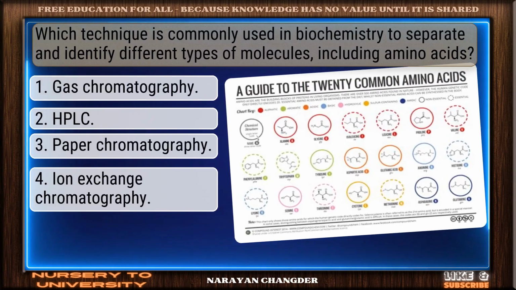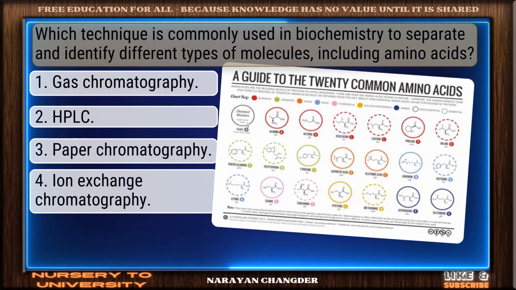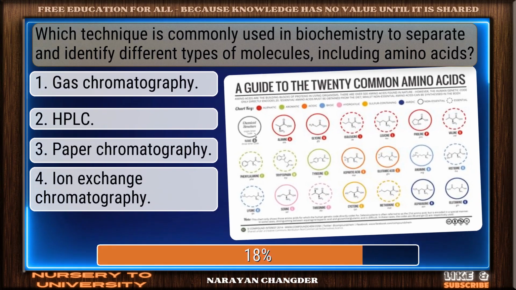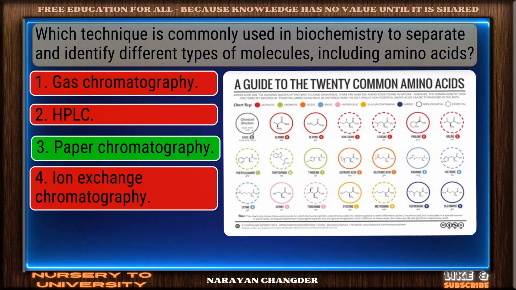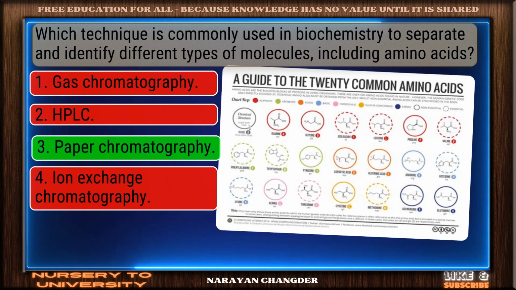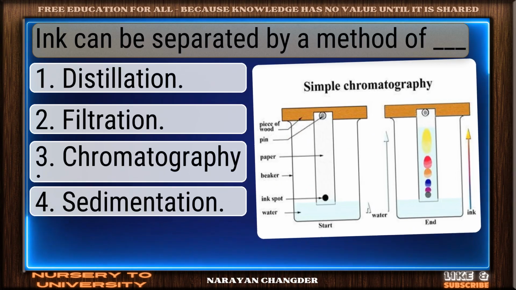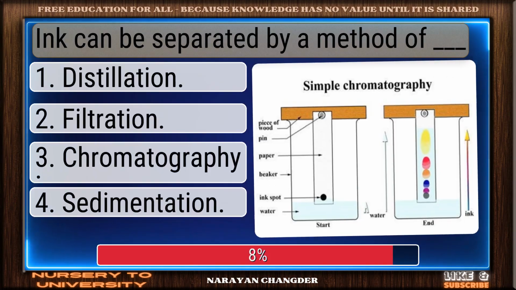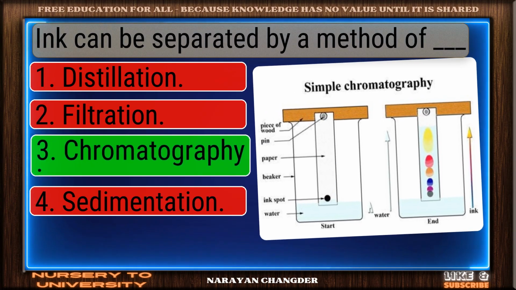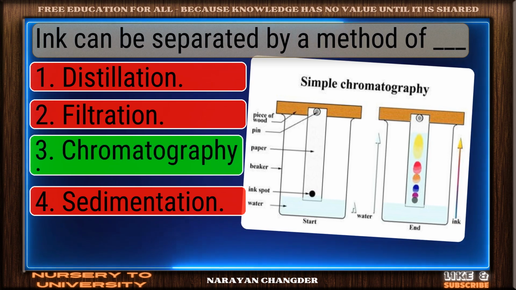Which technique is commonly used in biochemistry to separate and identify different types of molecules, including amino acids? Good thinking. Paper chromatography is the right answer. Ink can be separated by a method of dash. Smart move. Chromatography is an accurate answer.